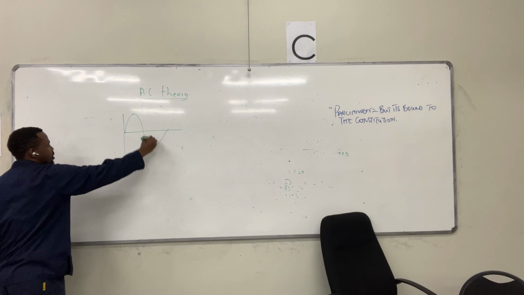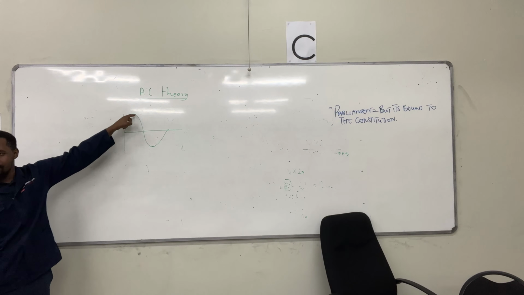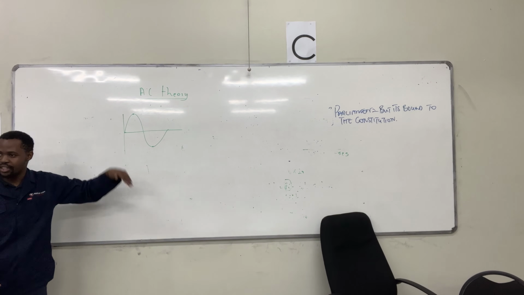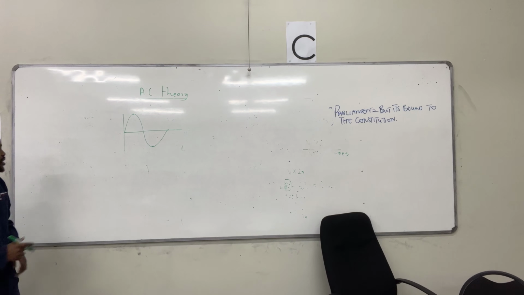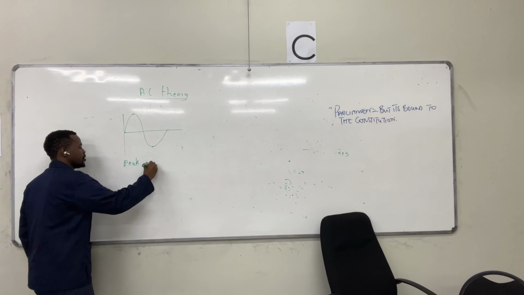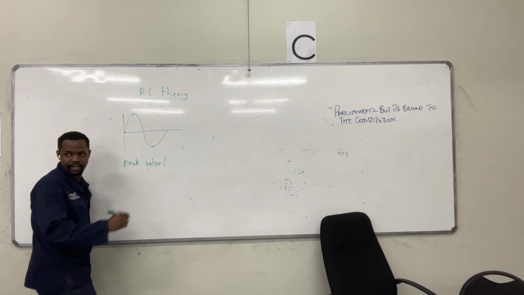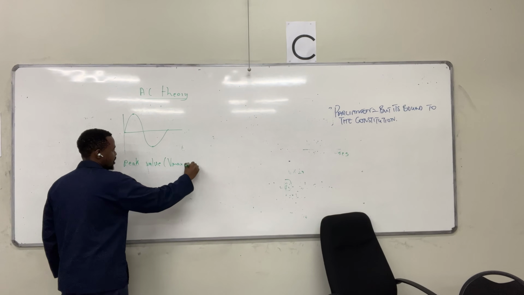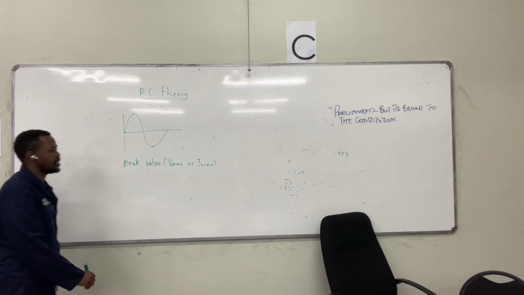Now, what is the peak value? It is the maximum voltage or the maximum current, if it is a current versus time graph. Guys, a peak value is represented with capital letters. If it is voltage, V max, or if it is current, I max. Look, I'm using a capital letter.